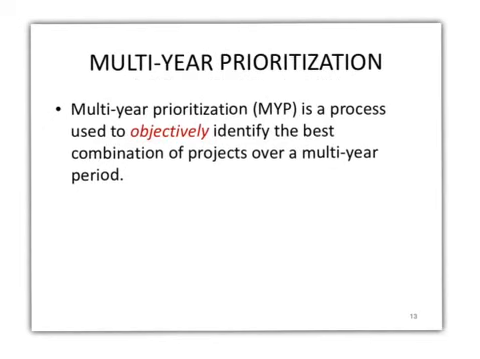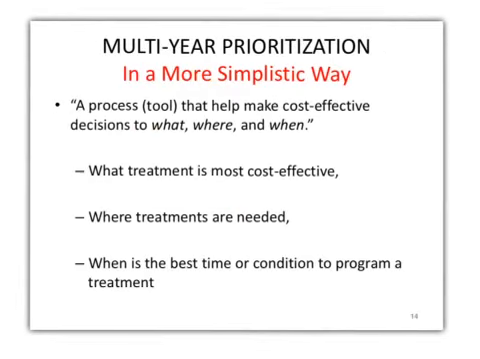Now let's shift gears to the multi-year prioritization, or MYP. It is typically a process used to objectively identify the best combination of projects over a multi-year period rather than just 1 year. So this process, in a very simplistic way, is more or less a tool that helps make cost-effective decisions to what, where, and when.